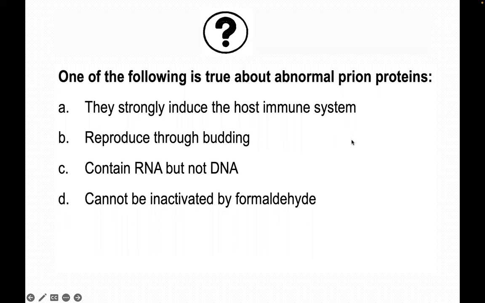So I want us to take a minute to go through this question, and we'll probably write the answers on the charts, and then we'll continue. One of the following is true about abnormal prion proteins. A, they strongly induce the host immune system, reproduce through budding, contain RNA but not DNA, cannot be inactivated by formaldehyde. So let's give our answers, and then in the next 2 minutes, we proceed.